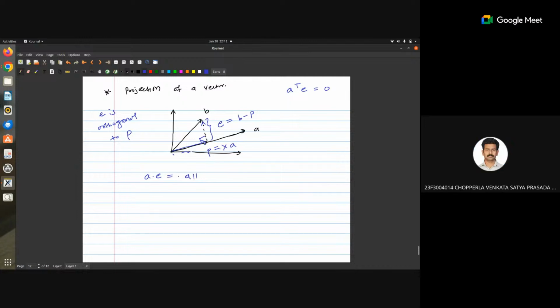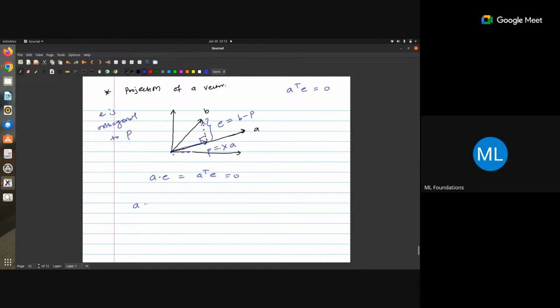What I'm asking is, is it A transpose E equals 0 or A E equals 0? This is the same thing. So A dot E, the dot product with E. If I use linear algebra, I have to write A transpose E. Why? I'll tell you why. A transpose E is a scalar and A dot E is a dot product, both things are the same. How will I show that?